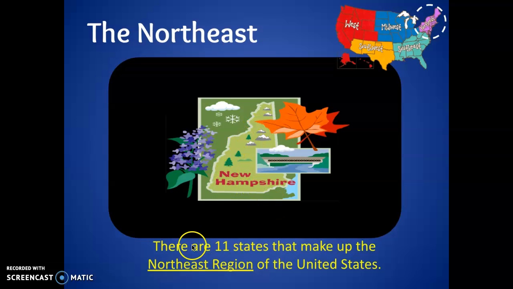So in my flip book, I need to record what 11 states make up the Northeast region. So when I get to this slide here, there are 11 states that make up this region. To find the name of those states, if you're in the presentation mode, you would simply click the center of your screen here. So New Hampshire is one.